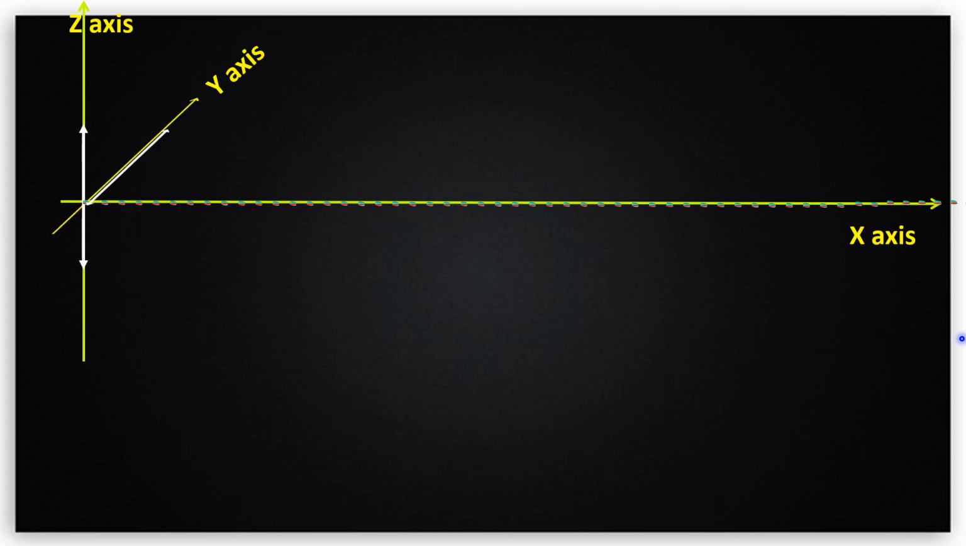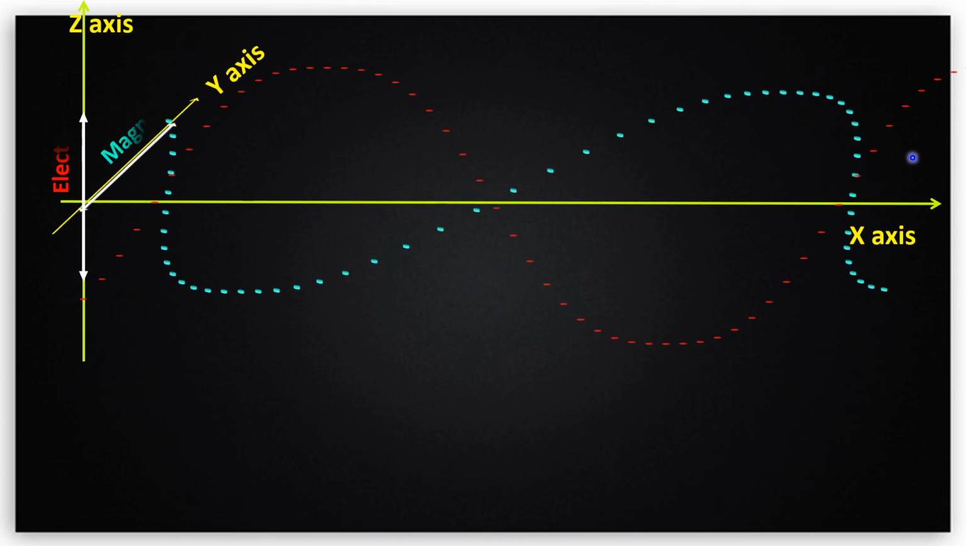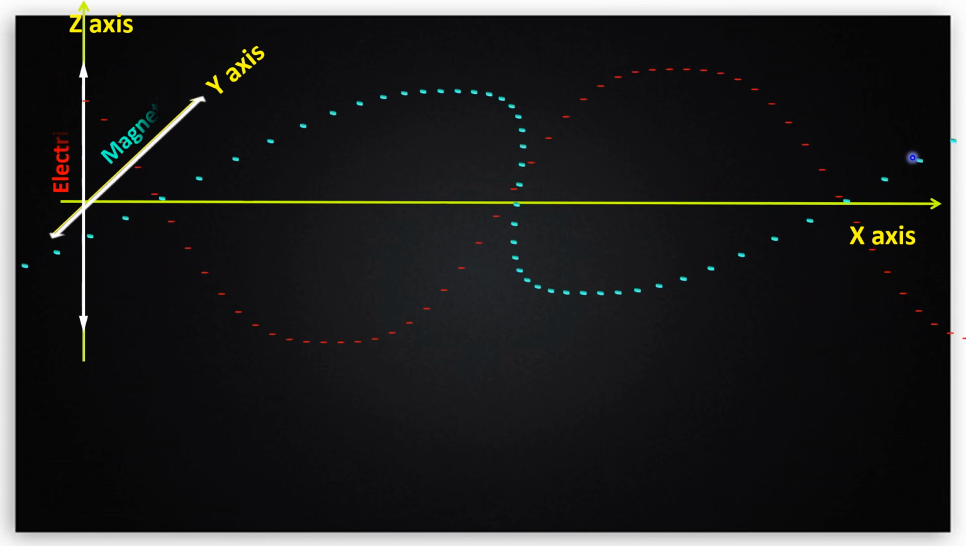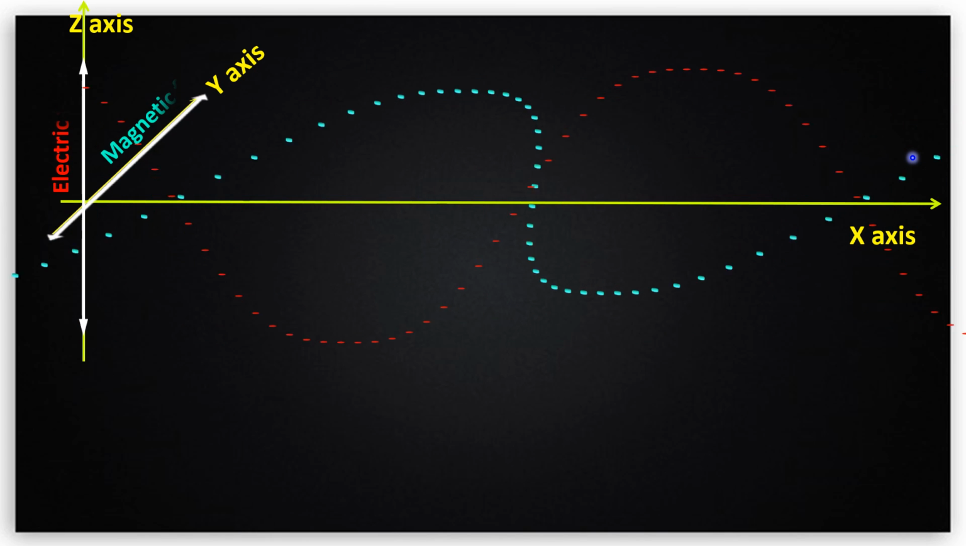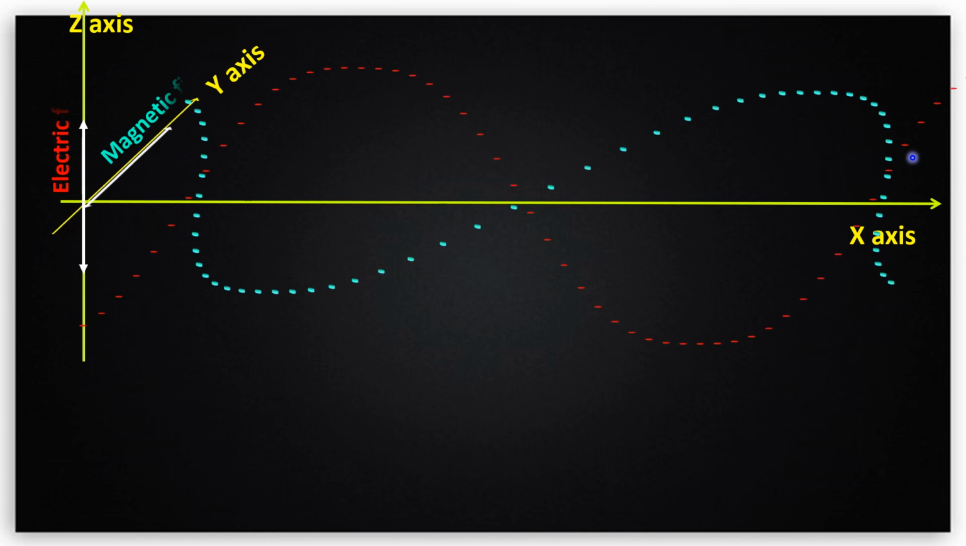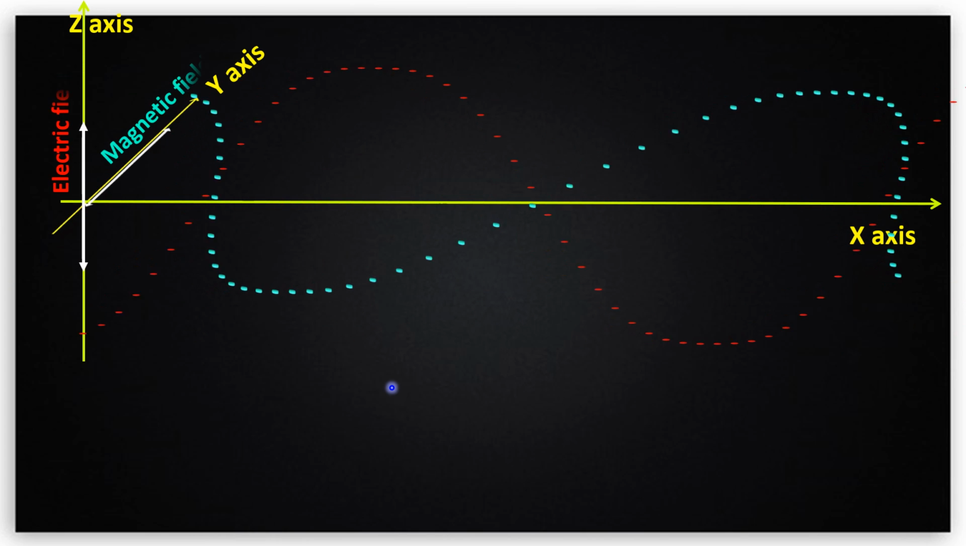You can see here, electric field and magnetic field both are changing perpendicularly to one another and to the direction of the traveling of the wave, the propagation of the wave.